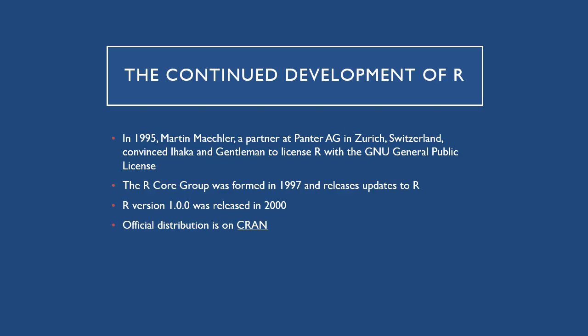The official distribution of R and packages is on what is known as the CRAN. The CRAN stands for Comprehensive R Archival Network. And CRAN is the source not only of R, but of the thousands and thousands of packages that are available in R that can help extend R and do specifically what you want it to do.